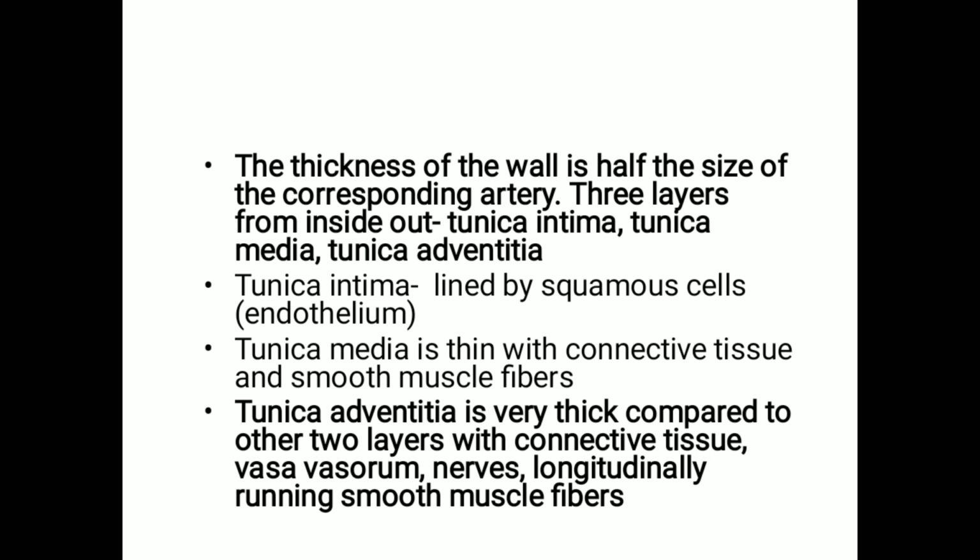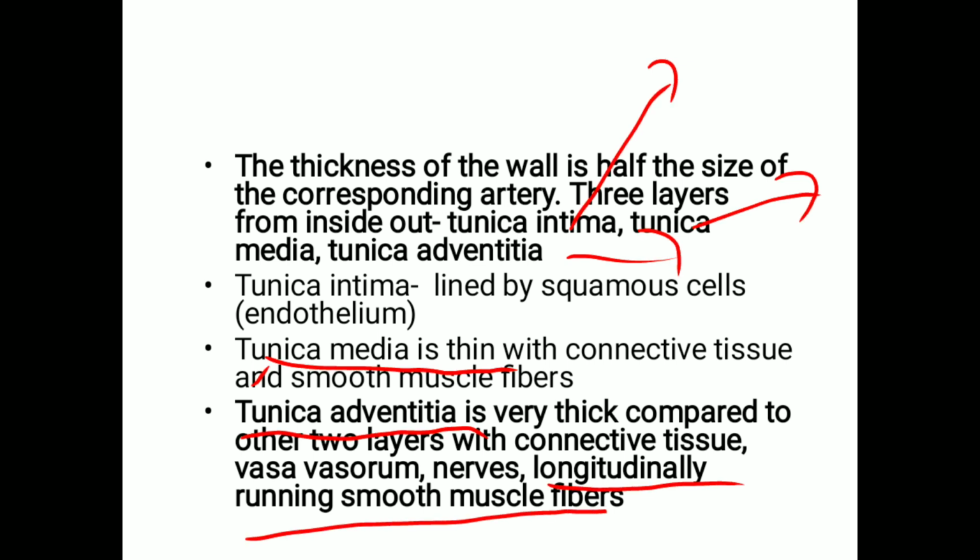Three layers from inside out, the same layers: tunica intima, tunica media, and tunica adventitia. Tunica intima is lined by squamous cell. Next point, you see here, tunica media is thin, with some smooth muscle. Which layer is thick in a vein? It is the tunica adventitia. The tunica adventitia layer is very thick and it consists of vasa vasorum and longitudinal bundles of smooth muscle fiber. This is the identification point for the large size vein.